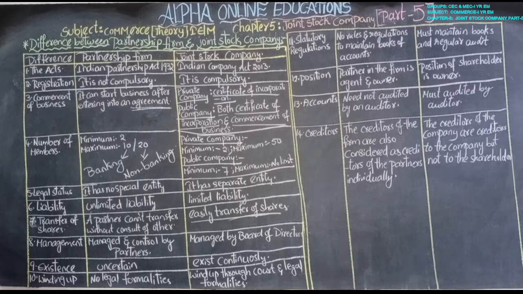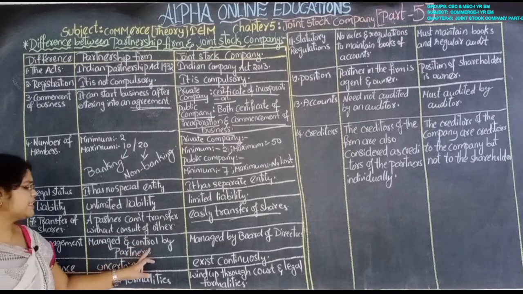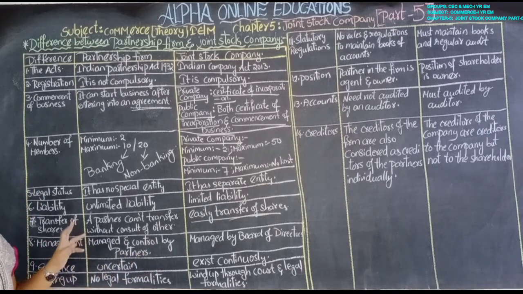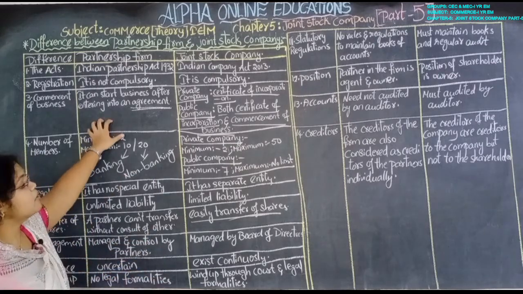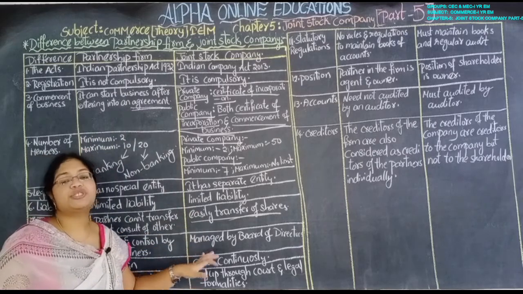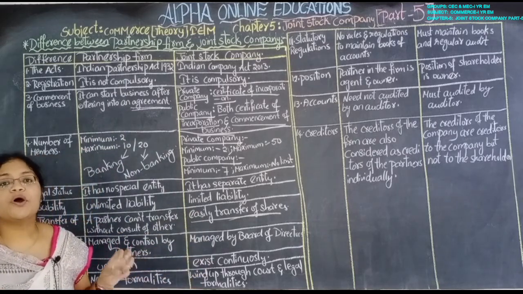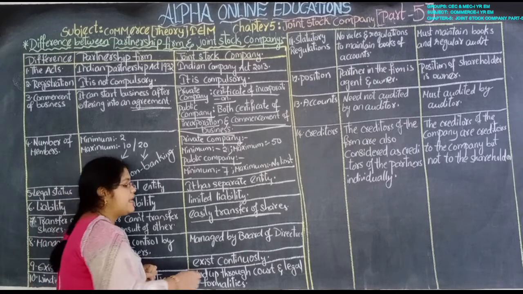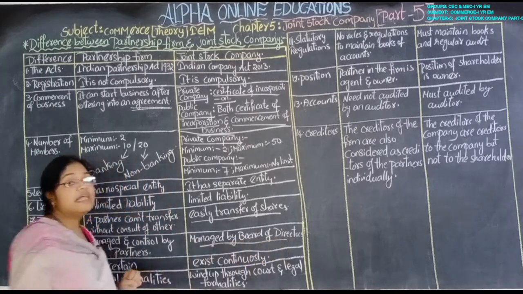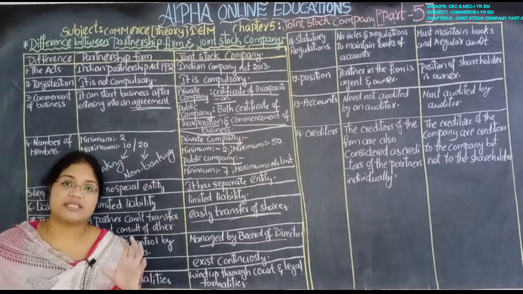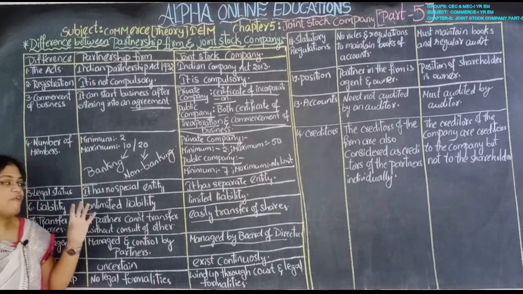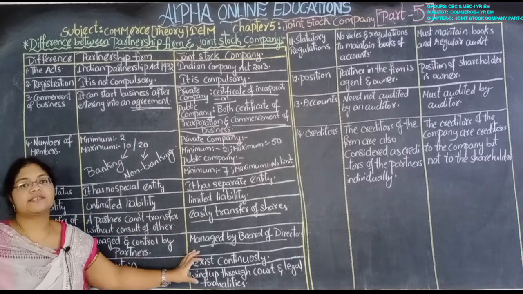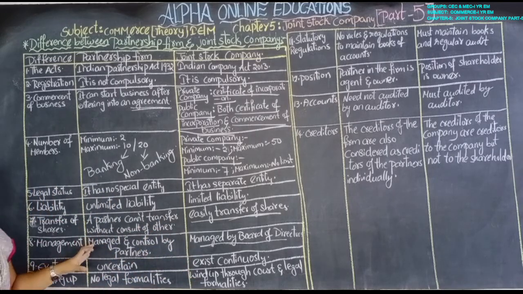Next, management. Management and control by the partners. The partners only control and manage the partnership firm, whereas here the management is totally in the hands of the board of directors. The board of directors will control the management. They will take the necessary decisions. They will participate in the day-to-day activities of the business. Everything is done by the board of directors here, but in a partnership everything is managed and controlled by partners.